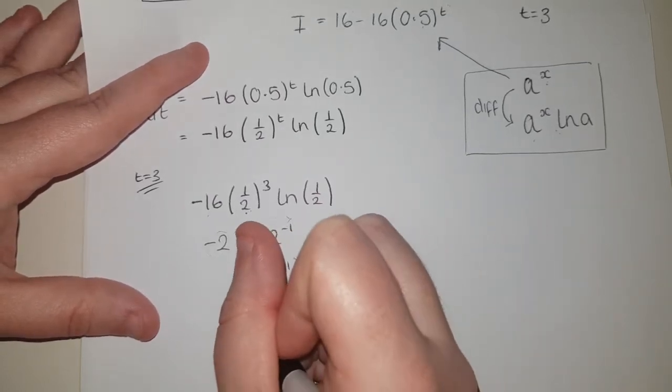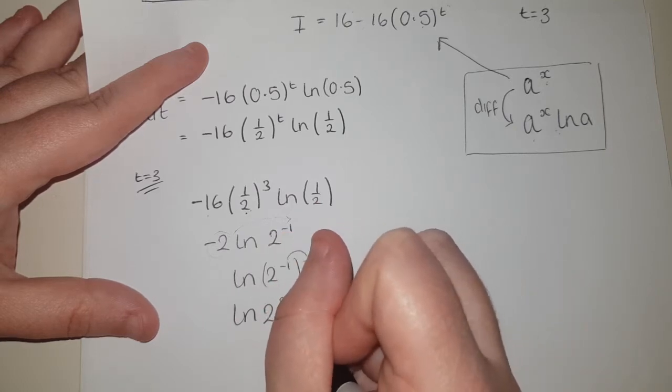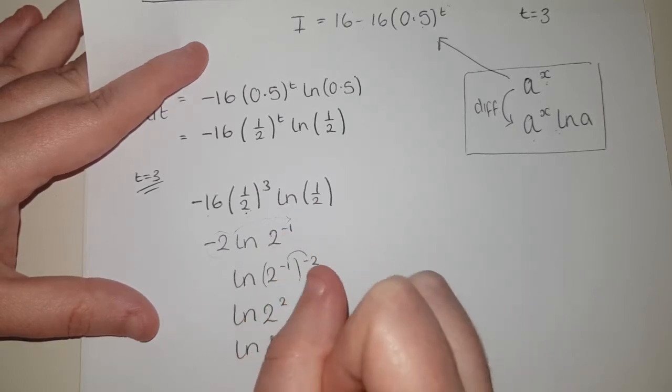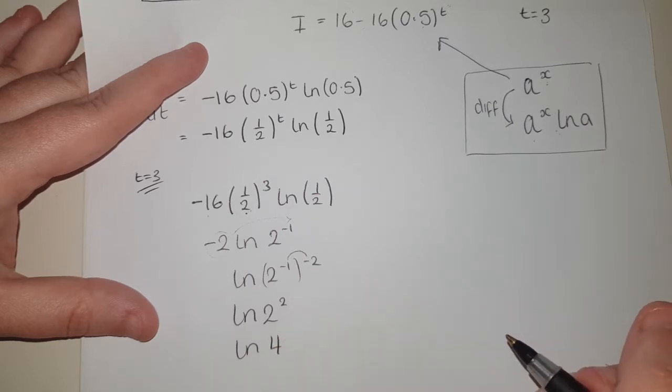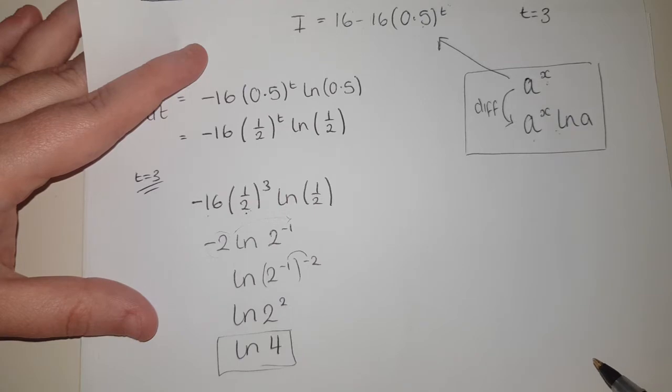Okay, and we know powers inside and outside a bracket, you're going to multiply. So I get ln of 2 squared. I just end up with ln 4. Okay, and that's all they're looking for, something in the form ln a.